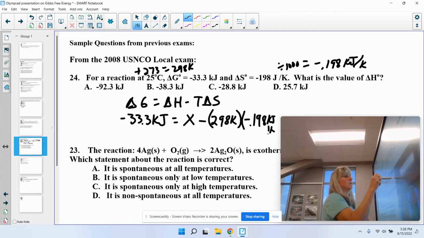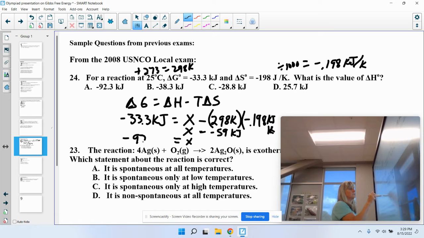I ran out of room here for Kelvin. Okay, so if I multiply those together, I'm going to get negative 59 kilojoules. And so I have X plus 59. So I'm going to subtract the 59 to the other side, and I'm going to get X equals negative 92.3 kilojoules. So A is the correct answer.